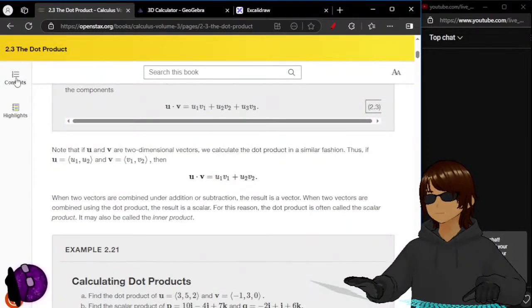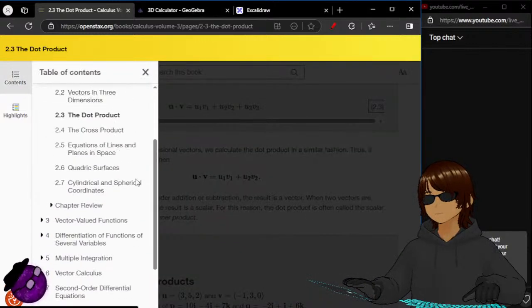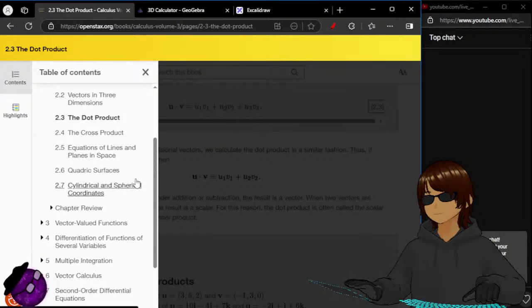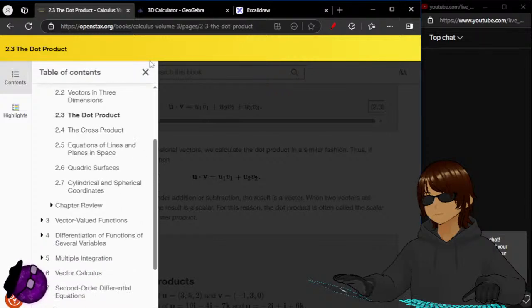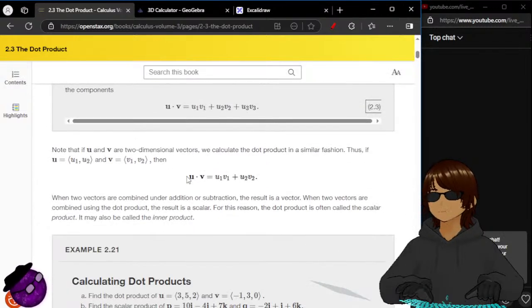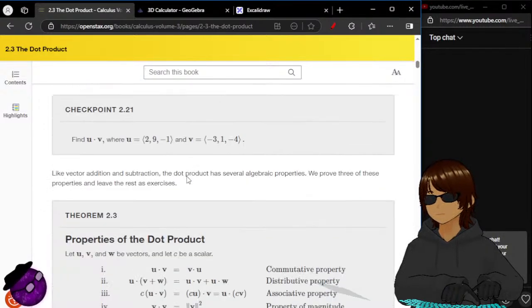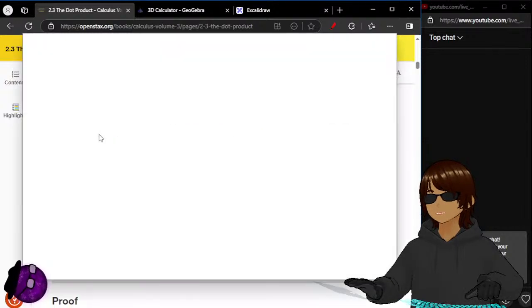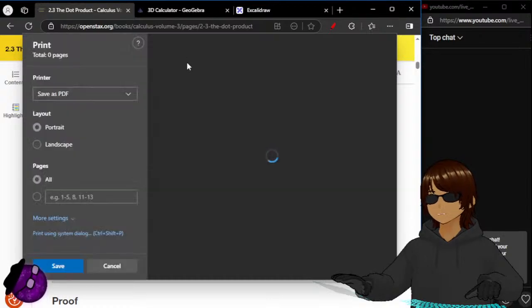Is there a PDF of this? I do Control P. I think I would just print this and view the printed version because it keeps on loading.